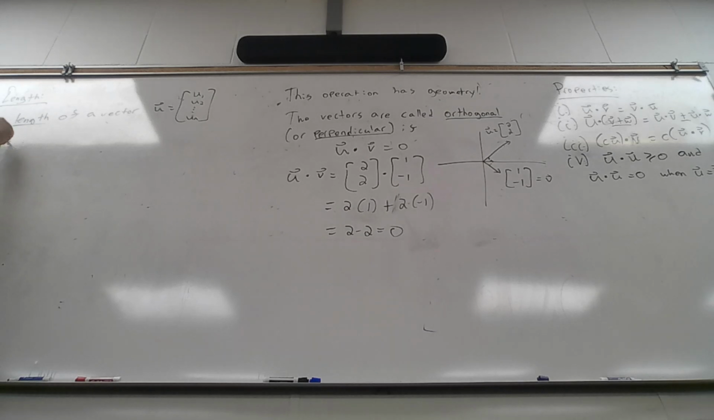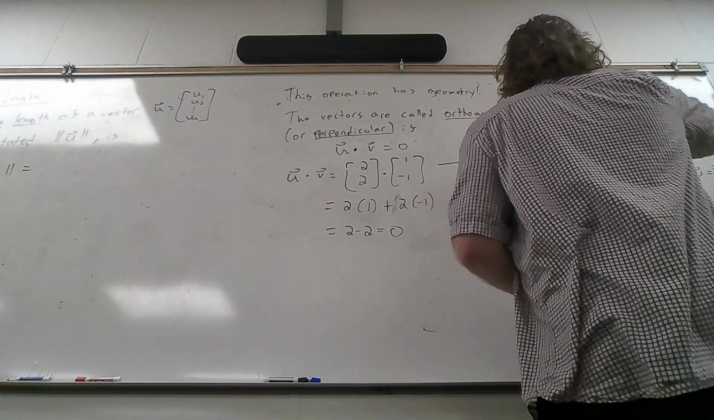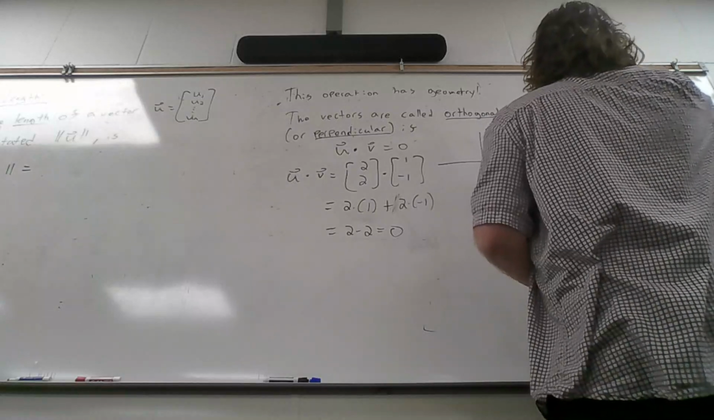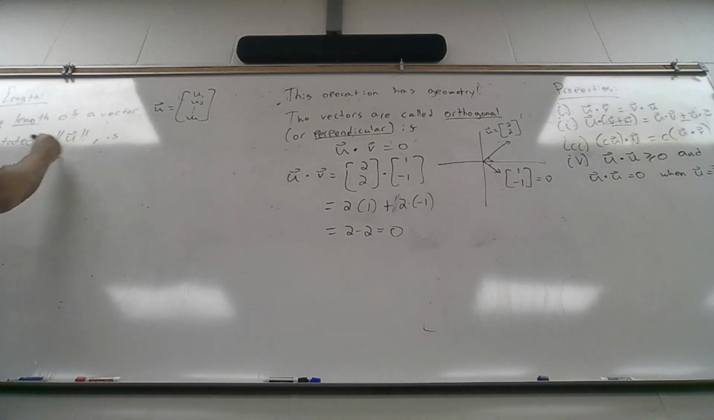Notated with these double bars. So how do we find this? Well, we're going to cheat and use the dot product. Right here, we said that if we take a vector and dot it with itself, it's never negative, at least. So that means we can take the square root of it. This is never going to be negative, so this is totally fine.